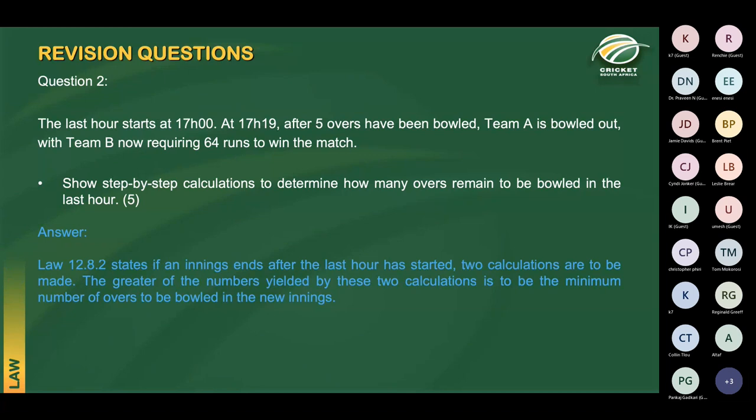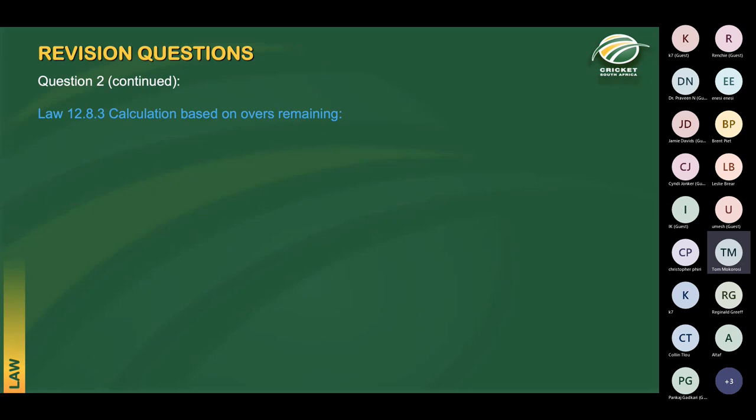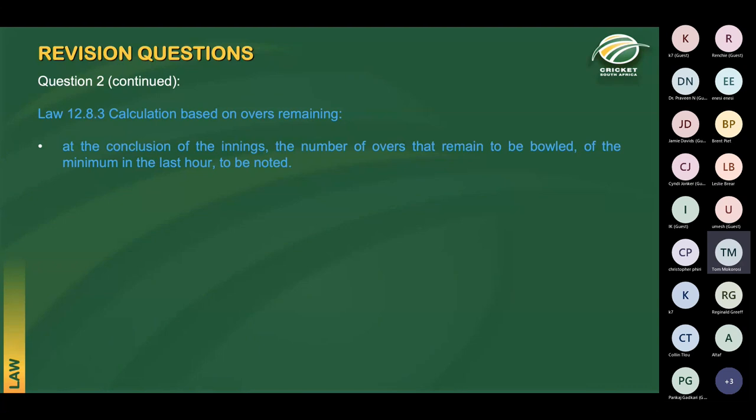Law tells us that if an innings ends after the last hour has started, 2 calculations are required. The greater of the numbers yielded by these 2 calculations is to be the minimum number of overs to be bowled in the new innings. So what are these 2 calculations? The first calculation is based on overs remaining. At the conclusion of the innings, the number of overs that remain to be bowled in the last hour need to be noted.